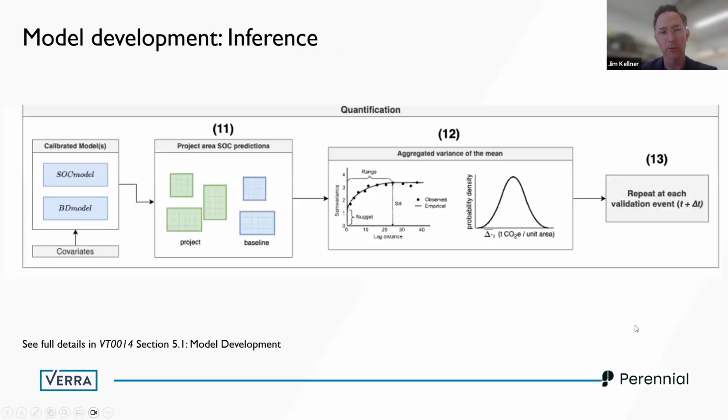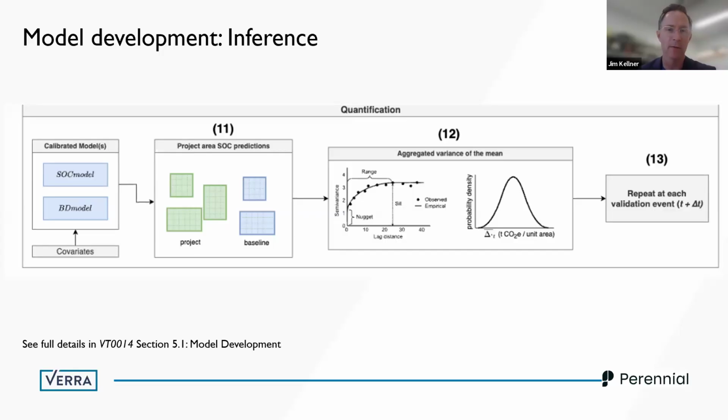If the model passes those 3 tests, one then goes on to the process of inference. So you would take the model, you would use it to make a map of SOC stock at the project level, also in the baseline, if baseline control sites are being used, and then you have your map of SOC stock. There's a critical step here related to uncertainty.